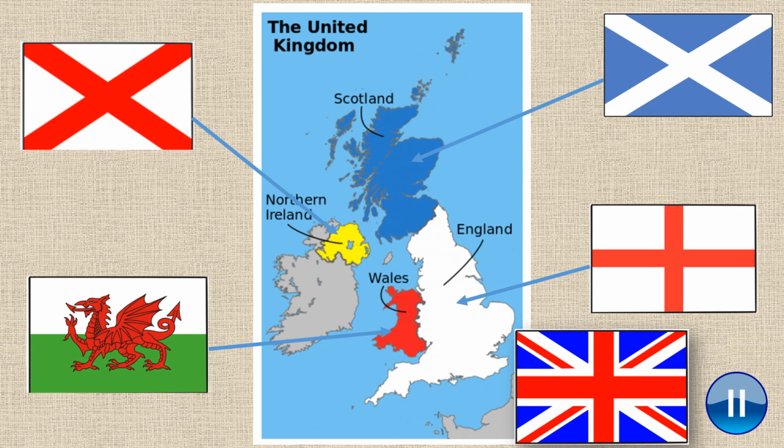So here are the flags for the different countries of the UK. And apart from Wales, the three flags put together make the Union flag, which is at the bottom.